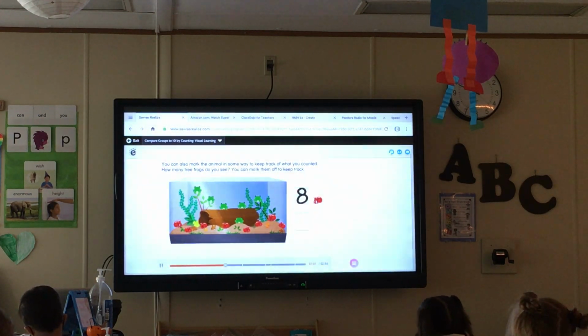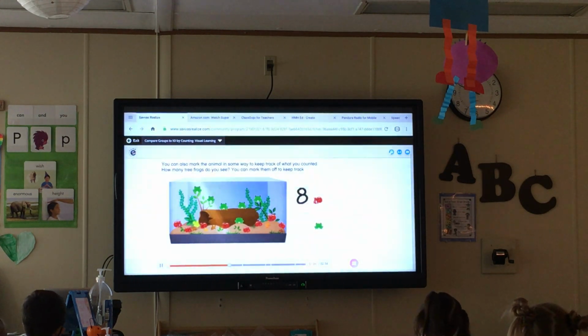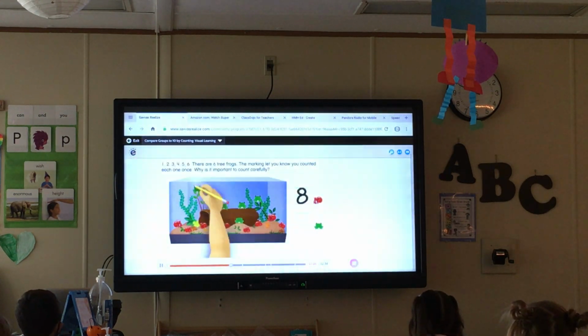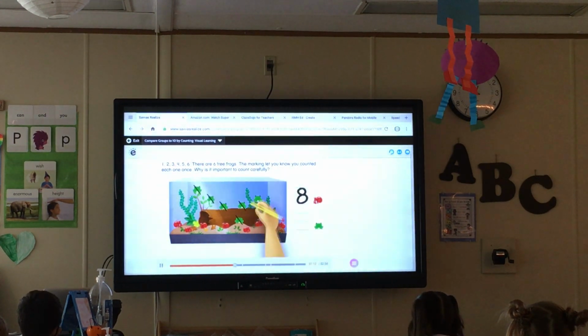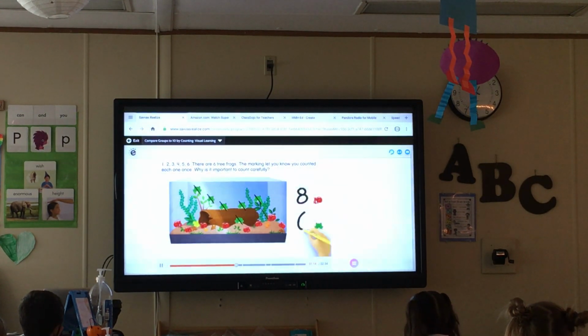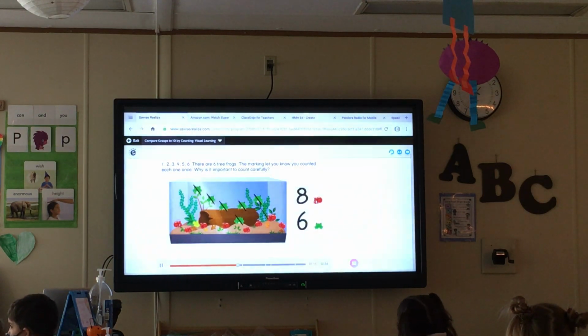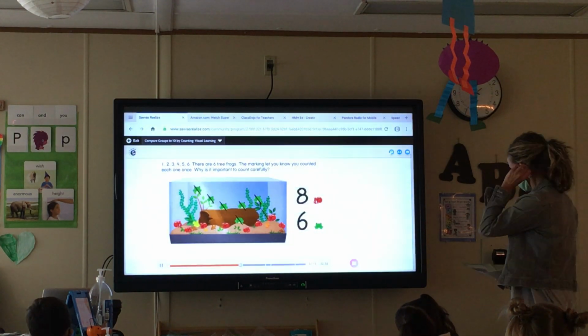And we know how to do that, right? How many tree frogs do you see? You can mark them off to keep track. 1, 2, 3, 4, 5, 6. There are 6 tree frogs. See how they marked them up? The marking let you know you counted each one once.